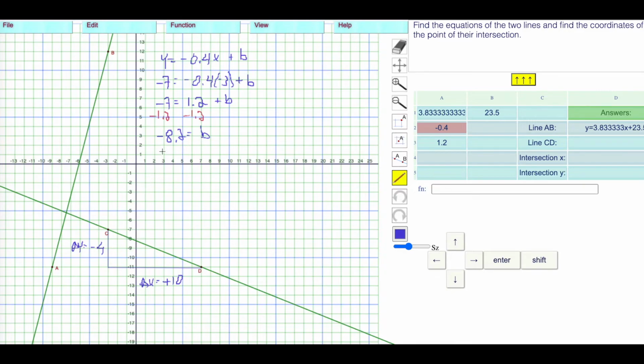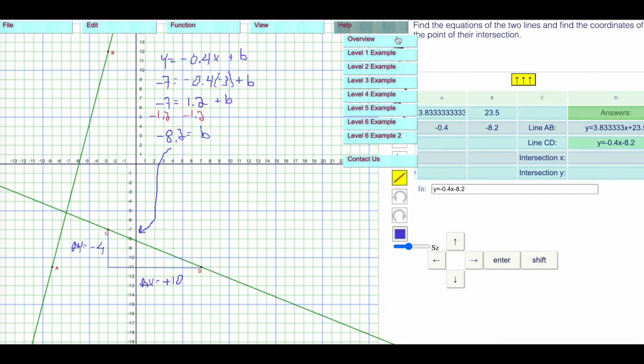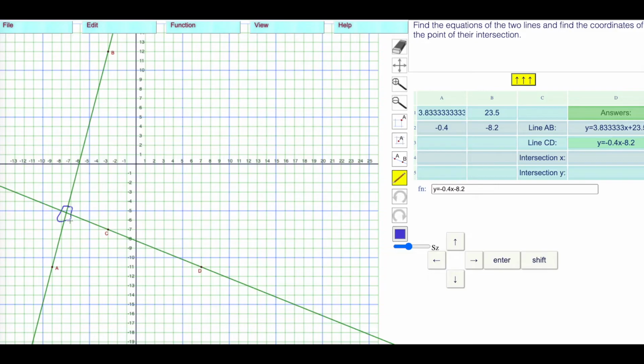And does that make sense? Yes, it does. -8.2 over here. Our equation is y is equal to -0.4x minus 8.2. So now for the point of intersection. Point of intersection right here, it's -7.5-ish. I'm expecting my answer to be around there, and my y value is -5.2. Let's go and find out what it is by equating these two equations.